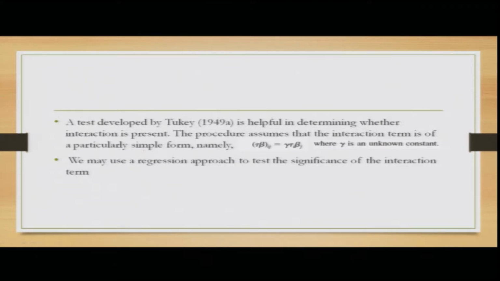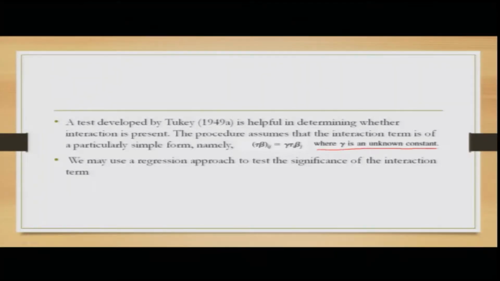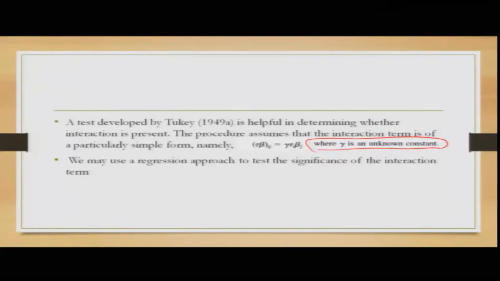So basically I will consider them to be interdependent of each other. It means that I can multiply tau i's and beta j's by gamma, a very simple constant, where gamma would be an unknown constant. So this value will depend on the positive and negative effects of A and B. When effects are considered independent, you can just multiply them and try to find out the effect. We may use a regression approach to test the significance of the interaction terms and then do the calculations accordingly.